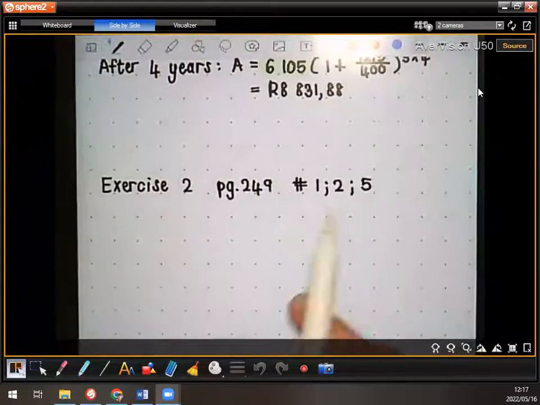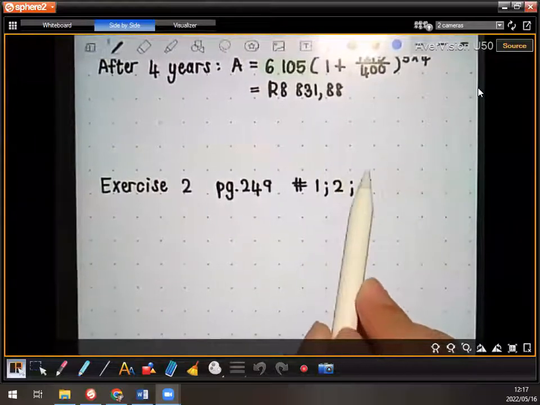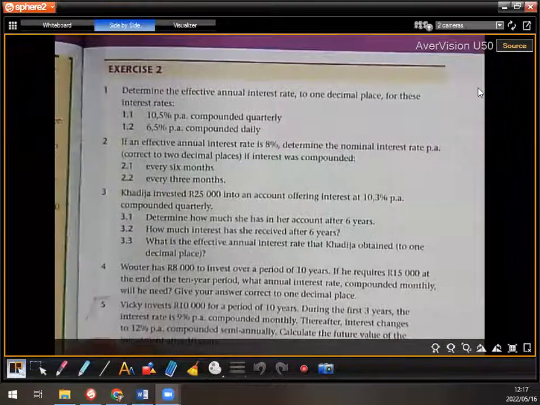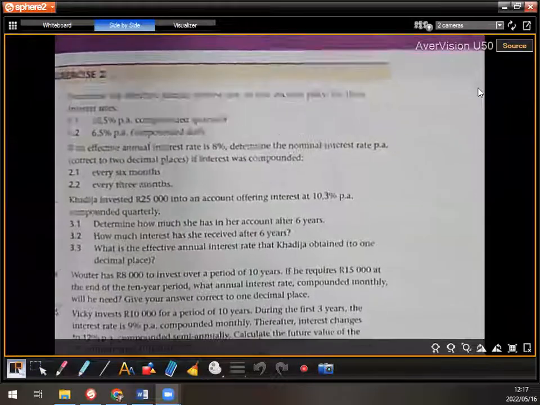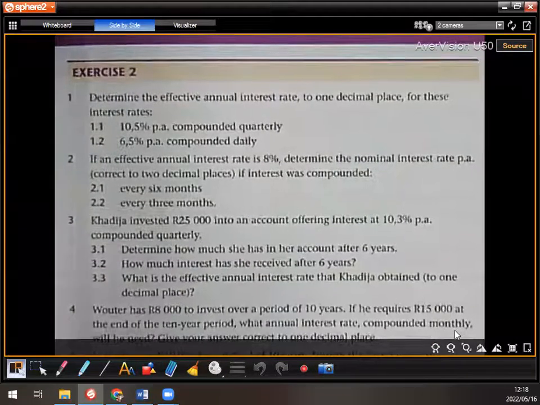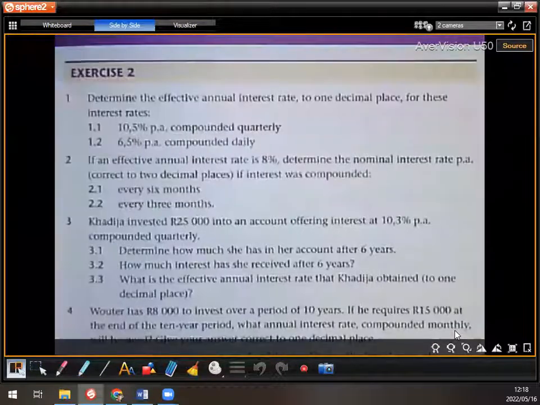So 1 and 2, those are questions on converting interest rates, and then number 5 is a question like the one we just did. Okay, write that down quickly, guys, so I can put 1 and 2 on the board for you. You're probably gonna have to do 5 at home. Okay, there we go. You have 1 and 2. Can you guys see that? That is enough. Do that proper.